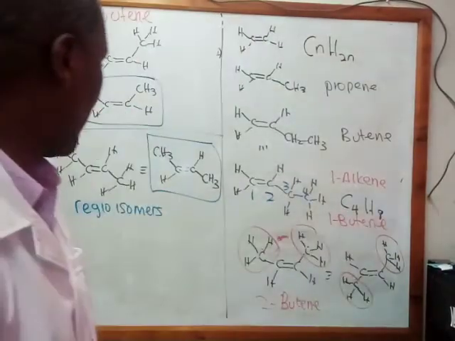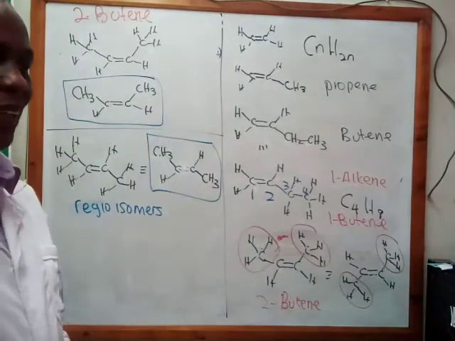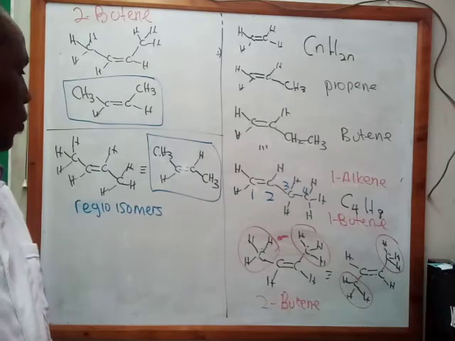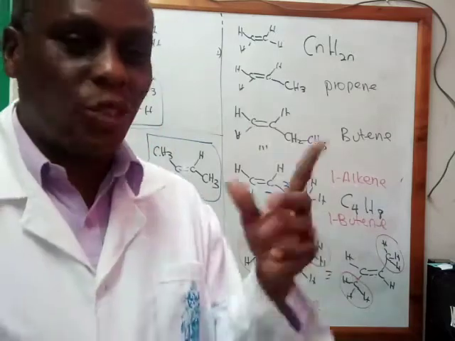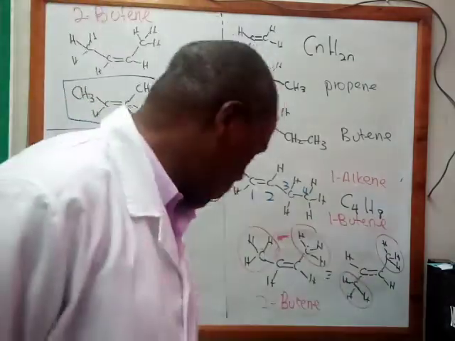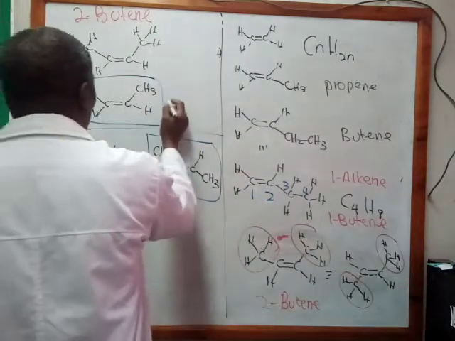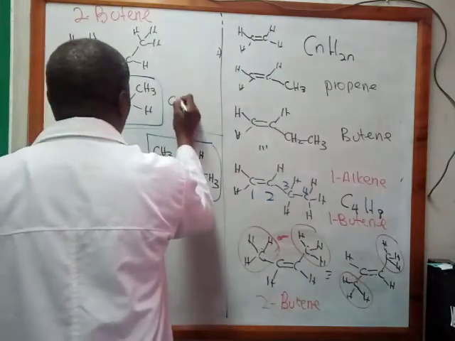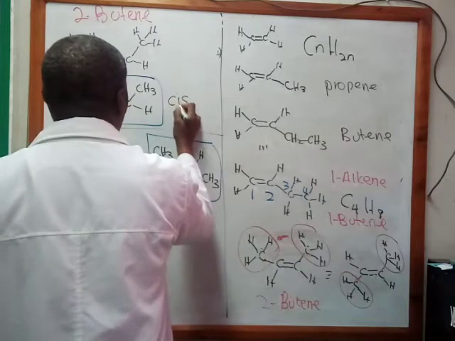So you're going to see there is a term which has been developed to show if you're going to have hydrogens on the same side and hydrogens on opposite sides. So if they are on the same side like this one, you're going to use the word cis, C-I-S.